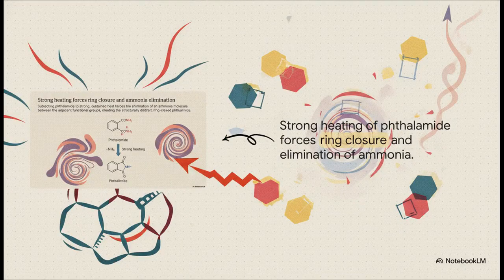But wait, we can take this even 1 step further. If you take that phthalimide and really crank up the heat, something cool happens. The 2 amide groups, which are right next to each other, actually react, kicking out a molecule of ammonia. In doing so, the whole thing zips itself up into a stable, 5-membered ring structure known as phthalimide.